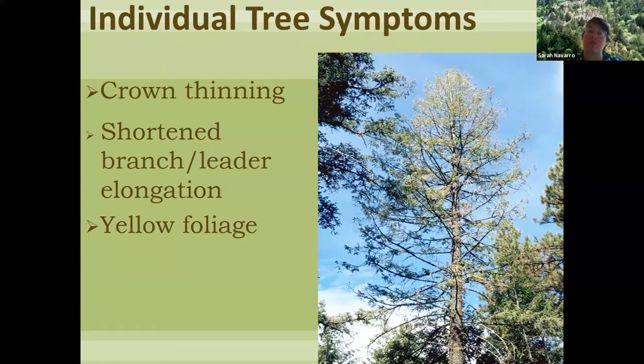So that's kind of what the stand will look like after being affected by root disease for many years, but individual tree symptoms to look out for are going to be crown thinning, shortened branch and leader growth, and yellow foliage. These are all above ground symptoms that should clue you in that there's something going on below ground. And that's what we teach other foresters when we're out in the woods with them. Look for above ground symptoms first before you go digging underground at the roots to see what's going on.